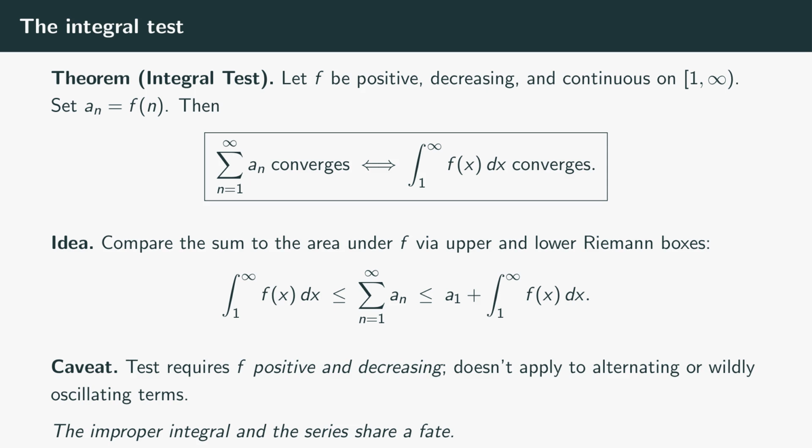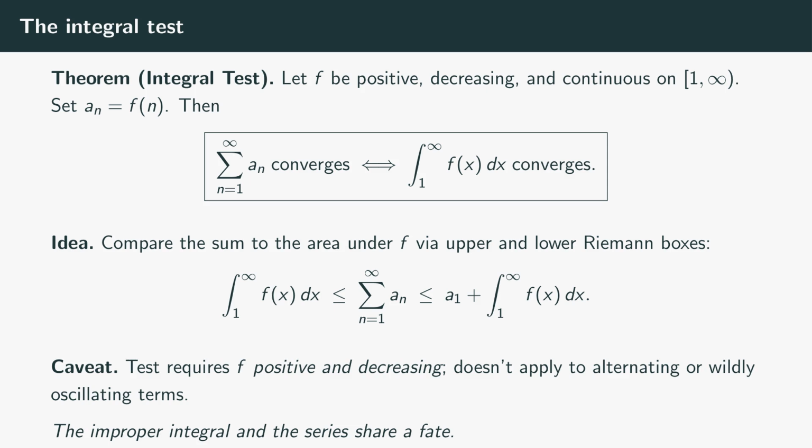Why? Picture the graph of f. Since f is decreasing, you can box it with rectangles of width 1. Use a sub n equals f of n as the height on the interval from n to n plus 1. These rectangles lie below the curve, so the sum from n equals 1 to infinity of a sub n is less than or equal to a sub 1 plus the integral from 1 to infinity of f of x dx. Use a sub n as the height on the interval from n minus 1 to n instead. These rectangles lie above the curve, so the integral from 1 to infinity of f of x dx is less than or equal to the sum from n equals 1 to infinity of a sub n.